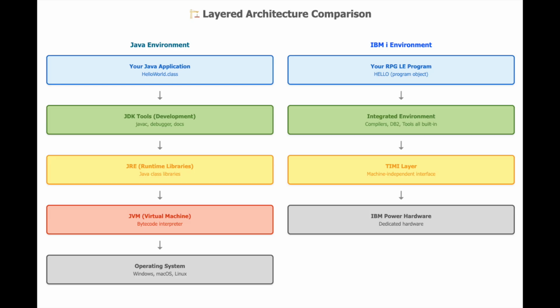With the IBM i, it's all included. You've got your program object, and it runs in the integrated environment, which has compilers, database tools, everything's built in. That runs through the TIMI layer, which takes the bytecode and turns it into machine language, which is like the JRE and the JVM of Java. And then that will only run on the IBM Power hardware, which is the difference between the two, where one can run anywhere, but the other one runs on the IBM i, but it's all inclusive. It has everything that you would need.